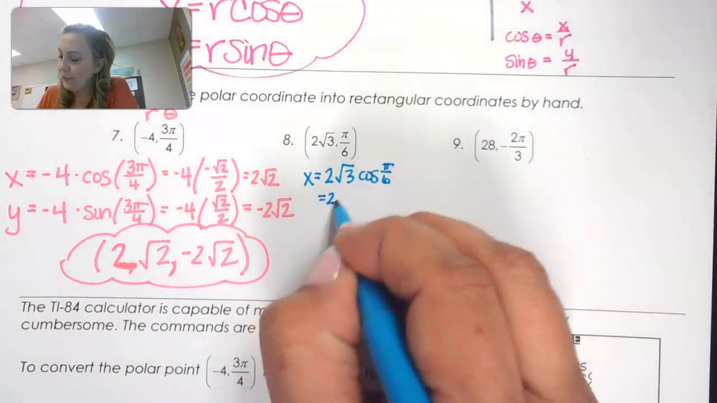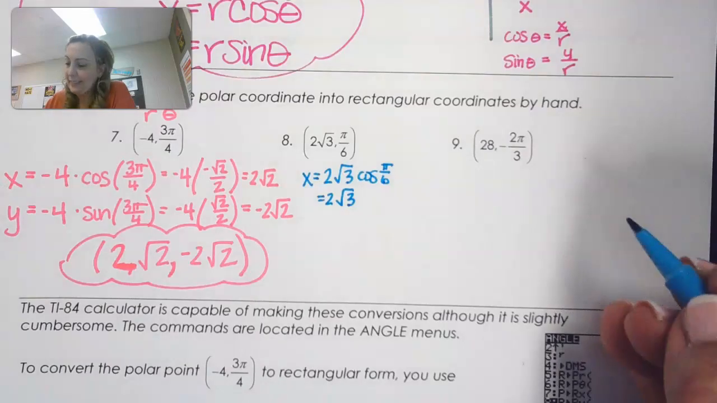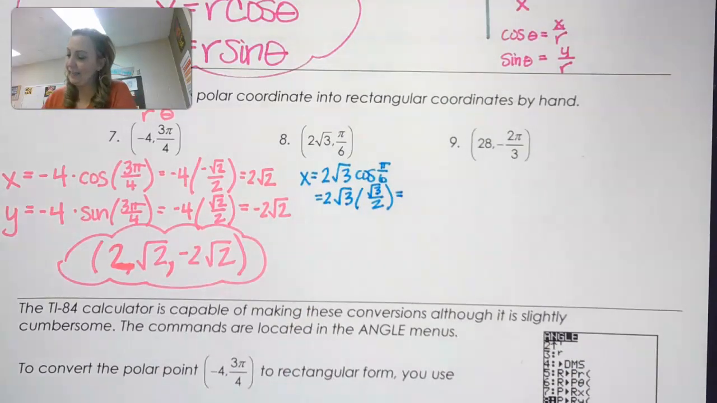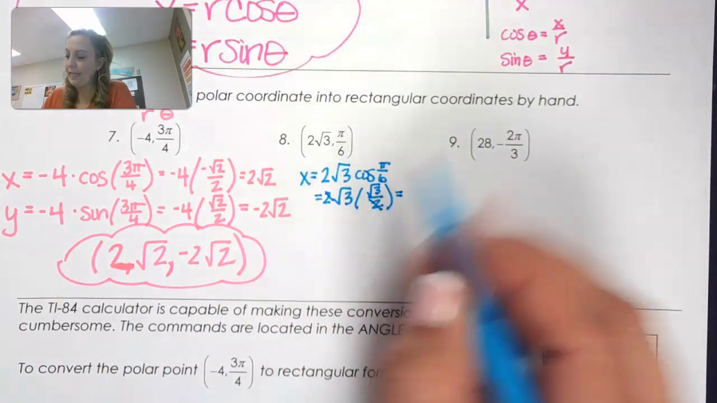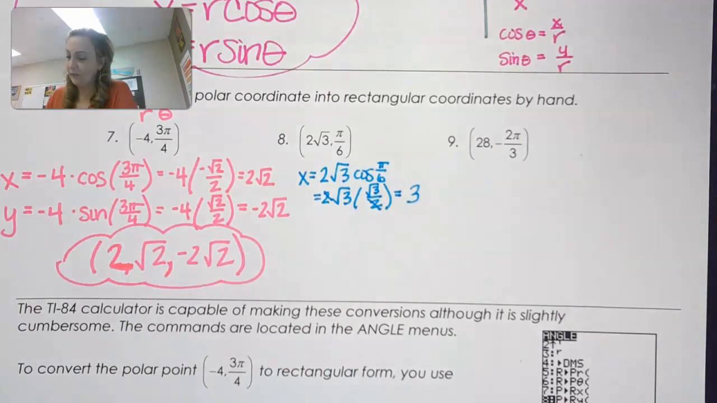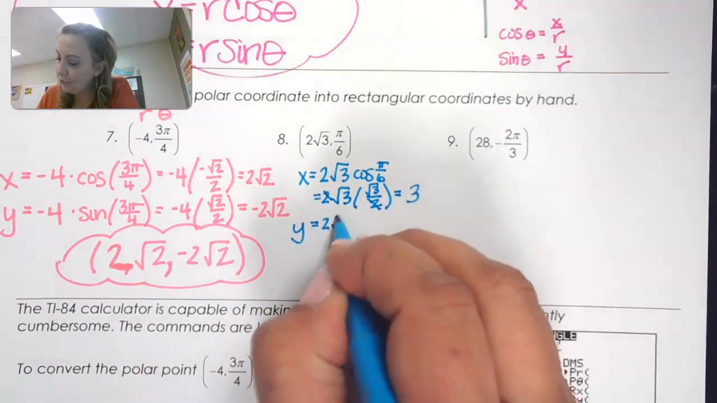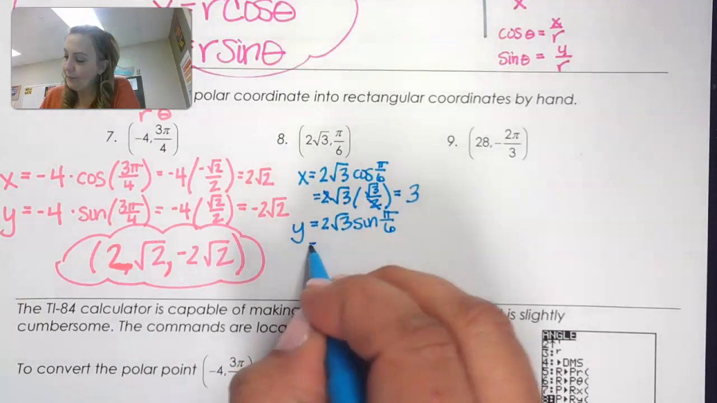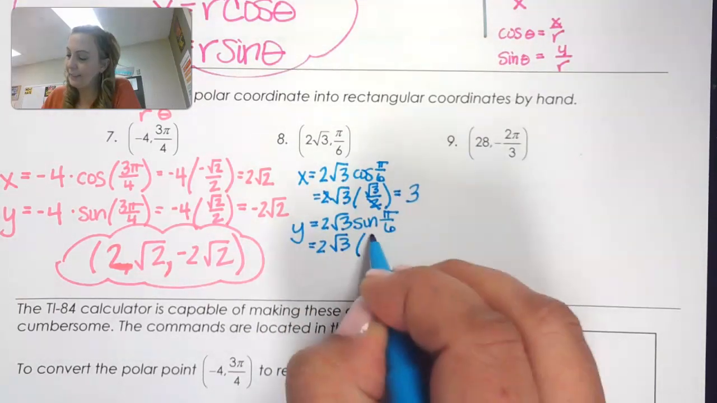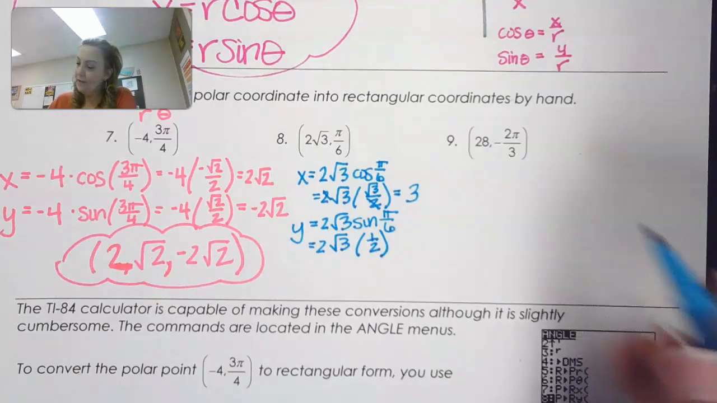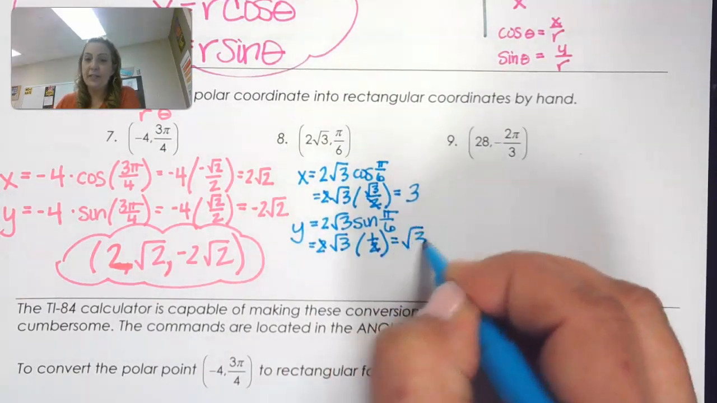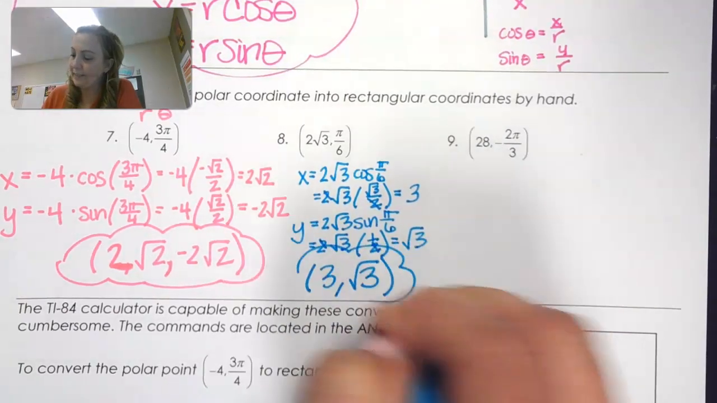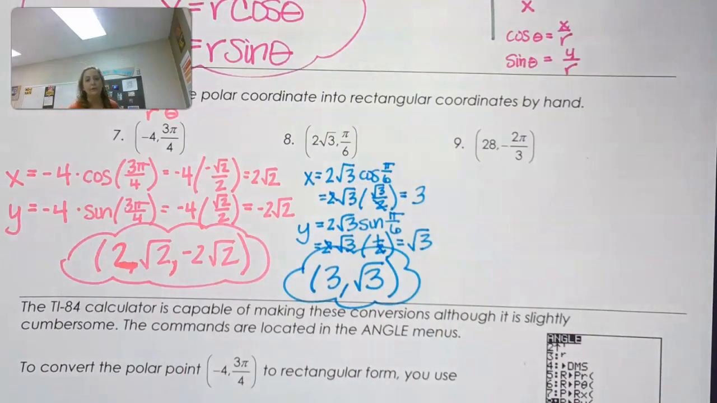So this is going to be 2√3. The cosine of π/6 is √3 over 2. So I can see that the 2's cancel. √3 times √3 is just plain 3. And then y is going to be 2√3, our r, times the sine of theta. So that's going to be 2√3 times the sine of π/6, which is 1/2. My 2's cancel, and I end up with √3. So my ordered pair in the rectangular coordinate system would be (3, √3).